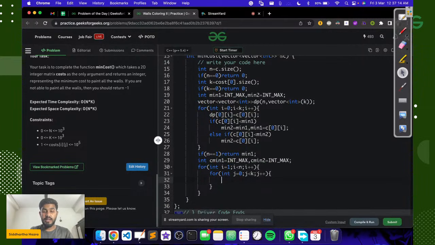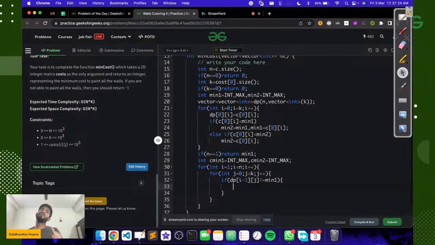After all this, I would say that if dp of i minus 1, j is not equal to min 1, let's suppose the oldest brother who was about to get married didn't meet with an accident. If he didn't meet with an accident, then he would be the one who would marry first. So no difference in the marrying thing.